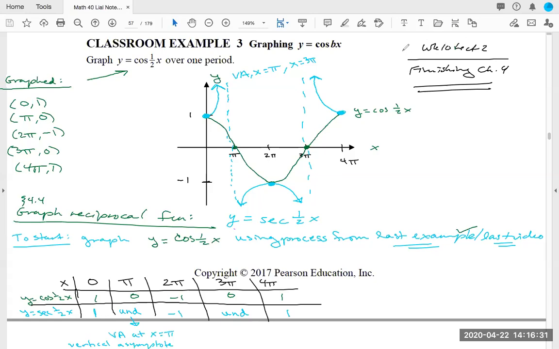So what would happen here if you were just drawing the cosecant graph completely by itself? You would just erase this part, and that's your cosecant graph. So this graph here that we just drew is y equals secant 1/2 x. Now, one last thing before I move on, check y values.